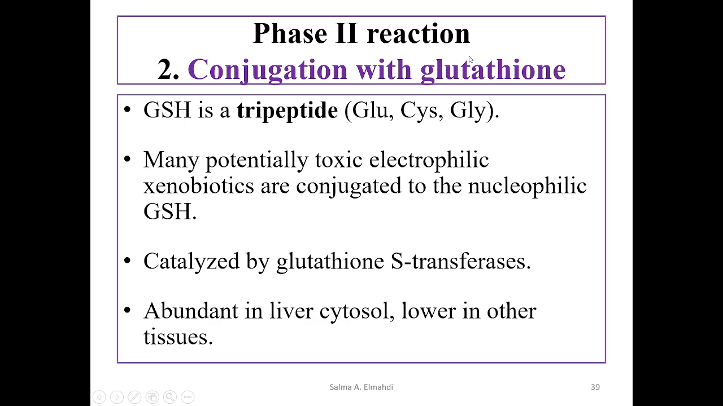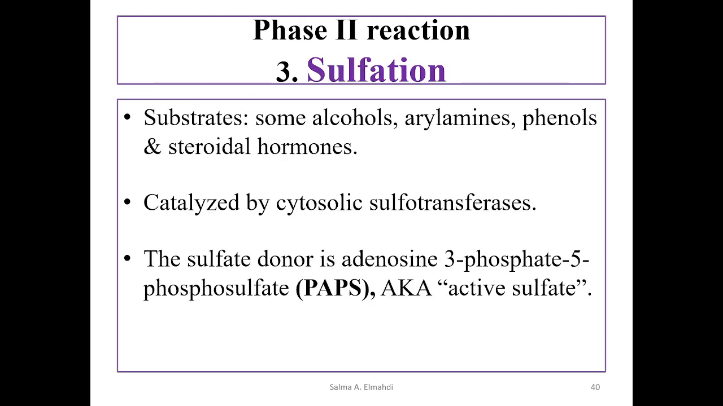Glutathione can also be part of phase 2 reaction, particularly through conjugation. Many potentially toxic electrophilic xenobiotics undergo this type of conjugation. The enzyme involved here is glutathione transferase, which is present abundantly in the liver cytosol, but in lower concentrations in other tissues.